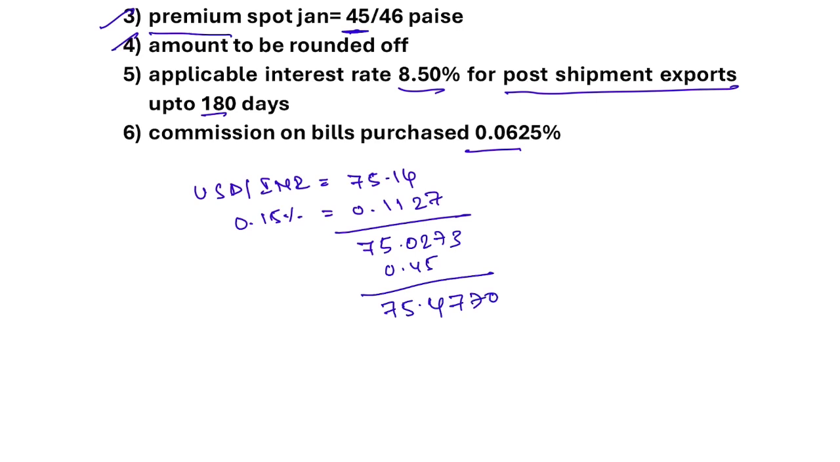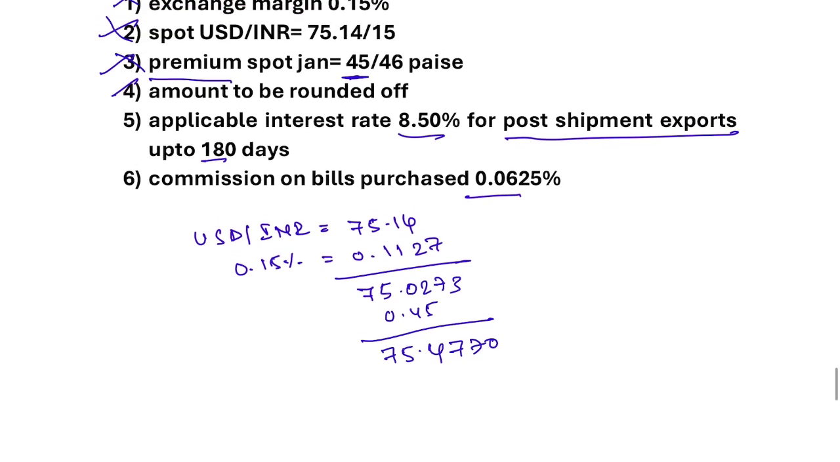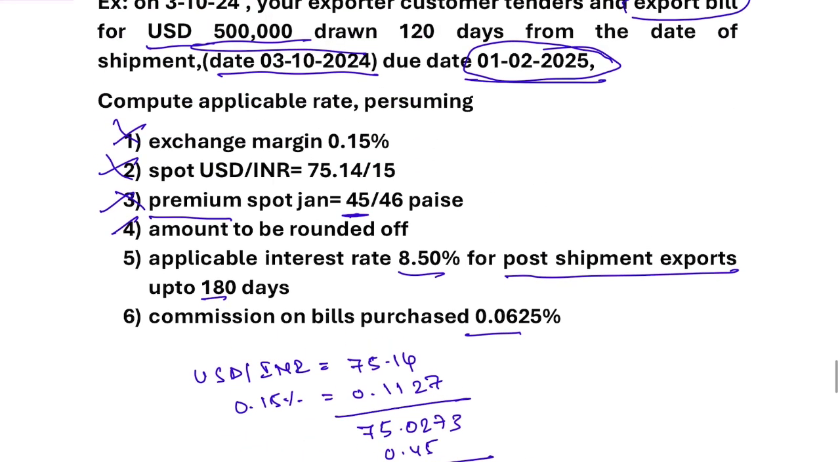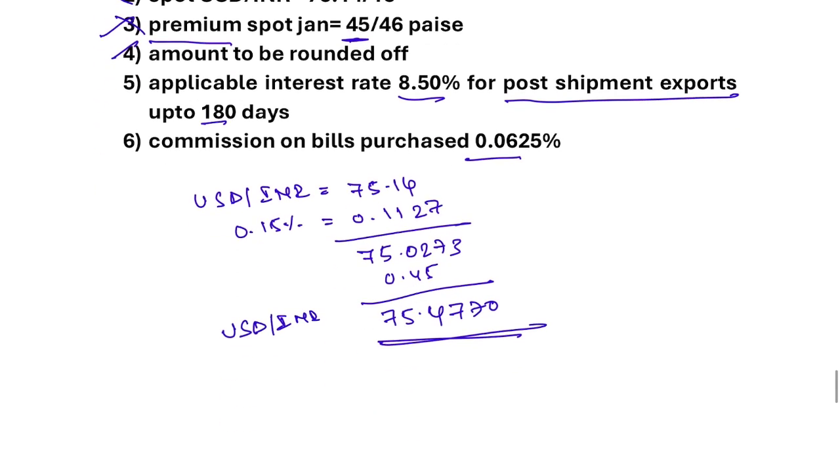75.4770. So this is also finished. Okay, 3 steps also finished. So this is the quote rate for the customer. Got it? How much is having? This is the USD by INR rate. How many US dollars is having? He is having 5 lakh. So into 5 lakh. What is the final answer you are going to get?